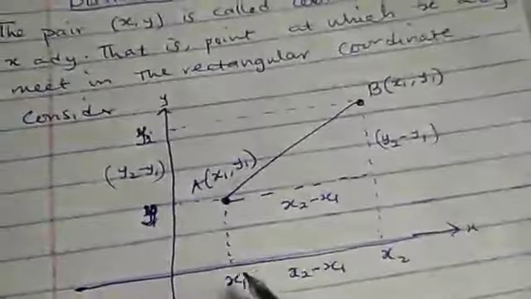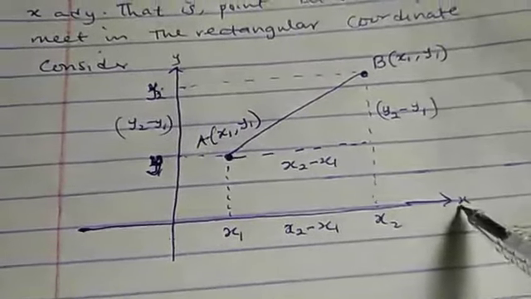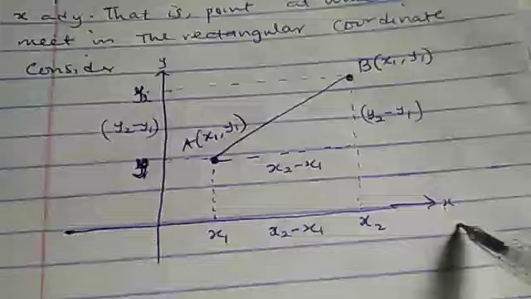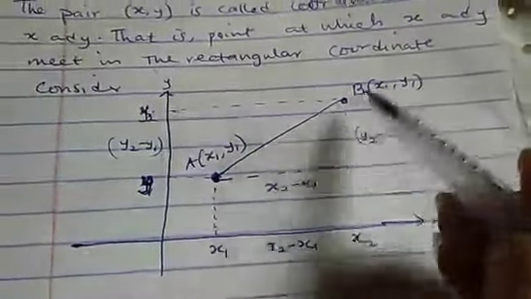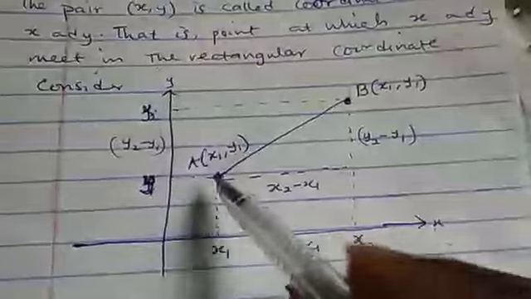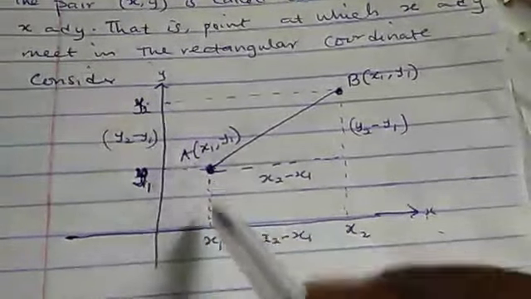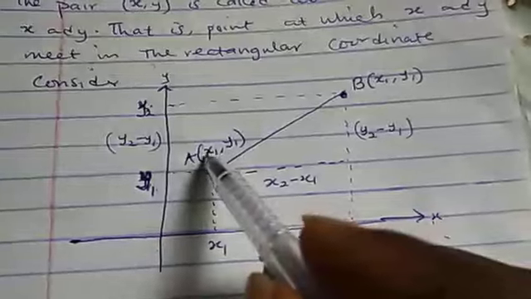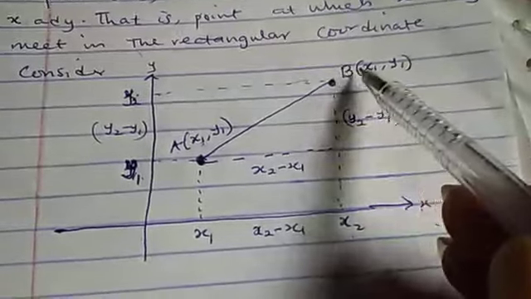Now let's consider this graph. This is the y-axis, this is the x-axis. This is point A here, and this is point B. Point A is a point where x1 and y1 meet, this place, where they join. I'll write it as x1, y1. Where x2 and y2 meet, I'll write it as x2, y2.